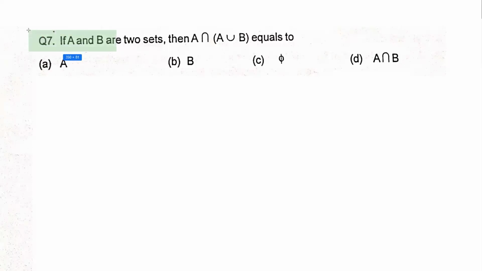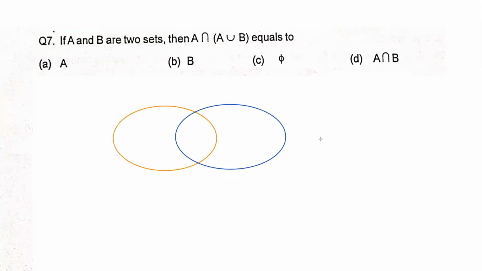Question number 7 says: if A and B are two sets, then A intersection with A union B is equal to what? Let's say this is set A and this is set B. So A union B will include all the elements of A, that means this, and all the elements of B. Whatever that shaded portion is, the green shaded portion, is A union B.